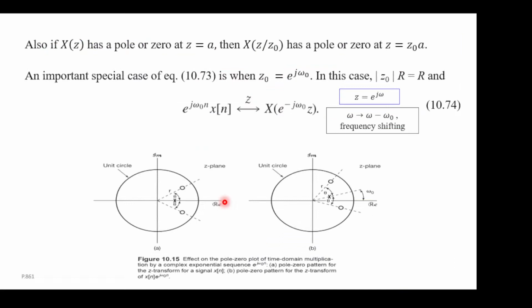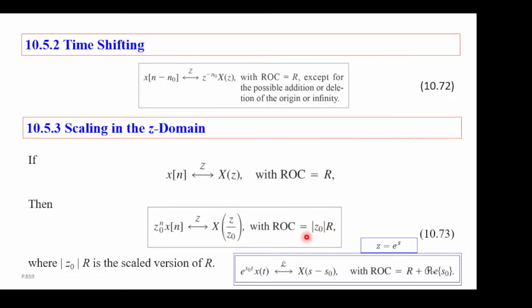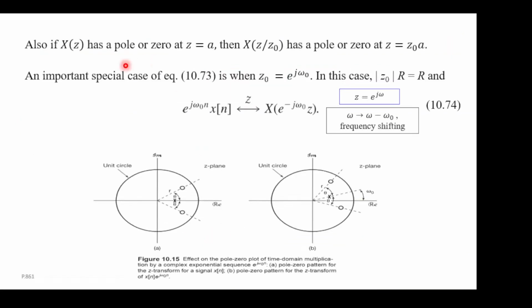Okay, and to give you some idea about this rescaled ROC, basically everything gets multiplied by z0. So if X of z has a pole or zero at z equal to a, then this thing has a pole or zero at a times z0. Okay.